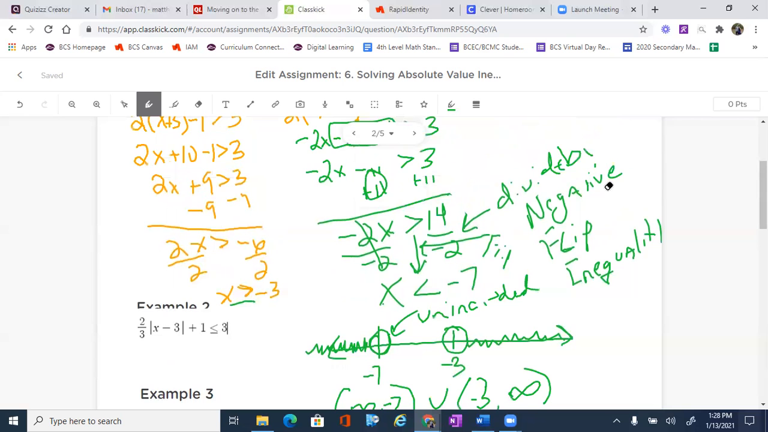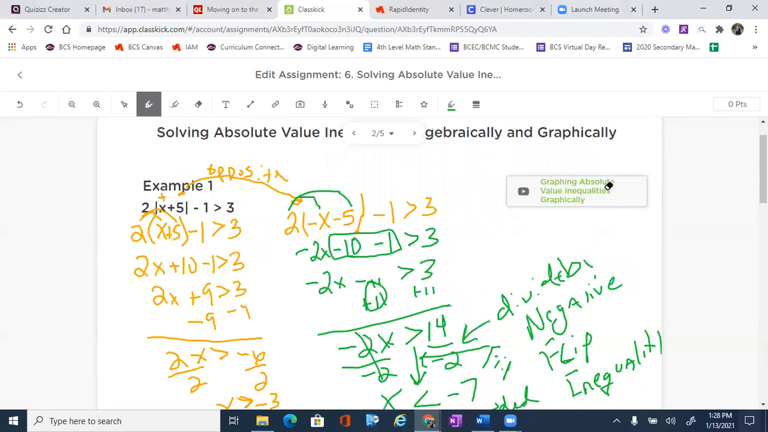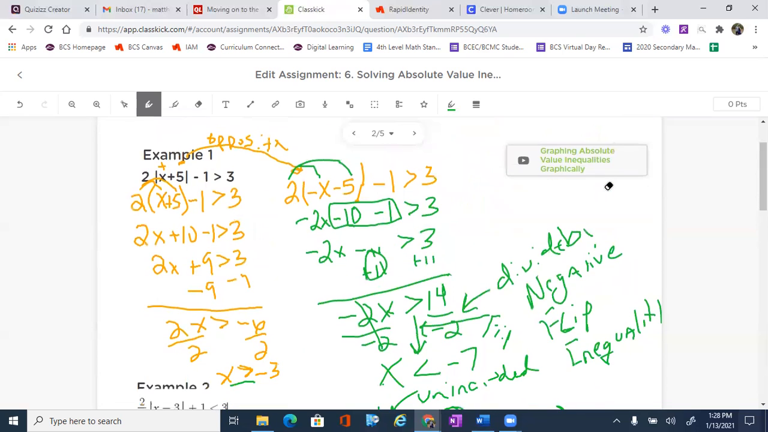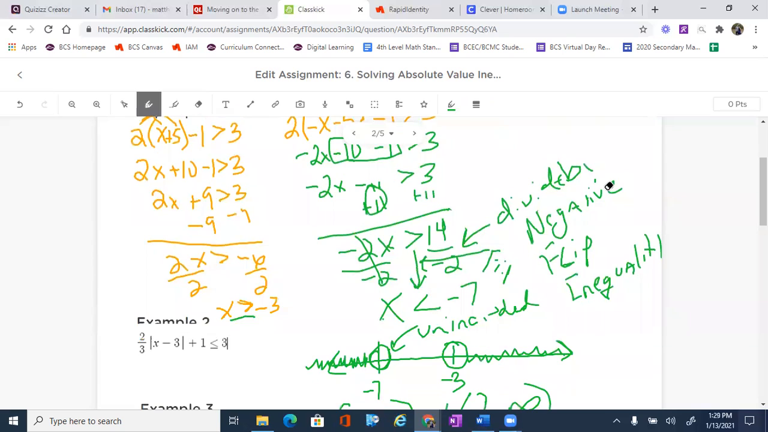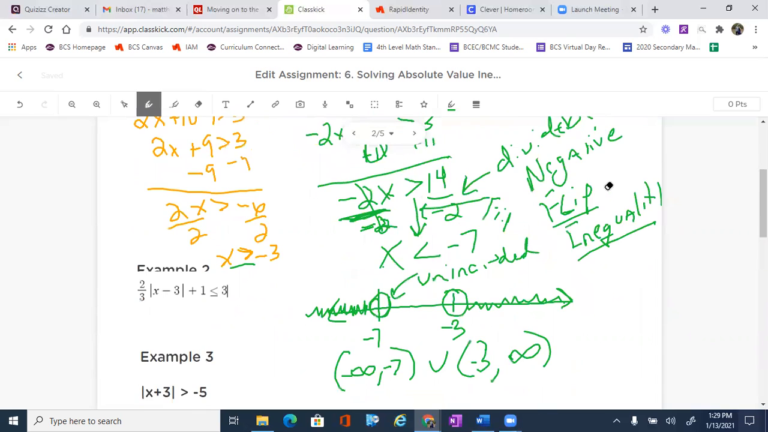Remember, the first thing we need to do is break it into its 2 equations, one being the original one and one having the opposite within the absolute value. Then we're going to do basic solving. If we divide by a negative, like we did here in this equation, we do need to flip the inequality. Then from there we can graph and write our interval notation answer.